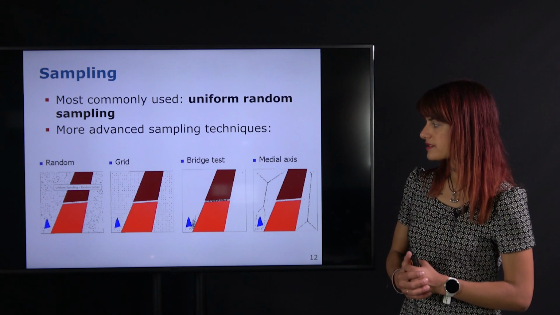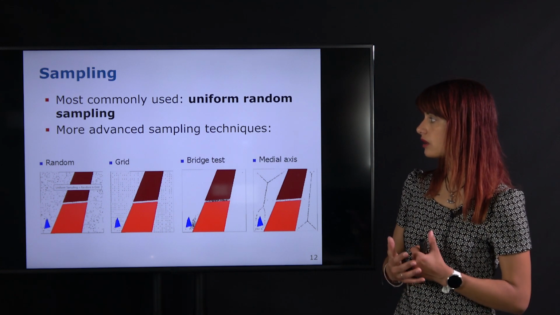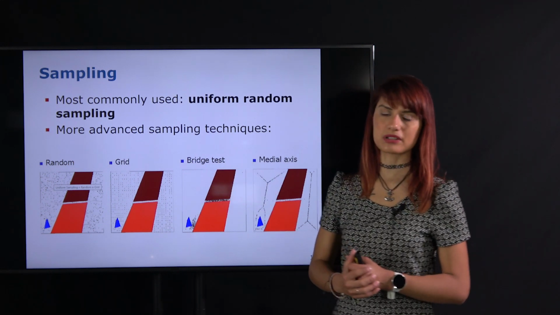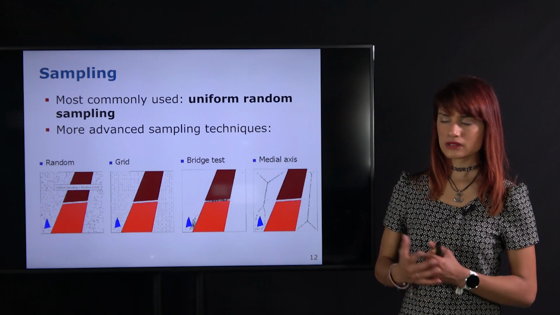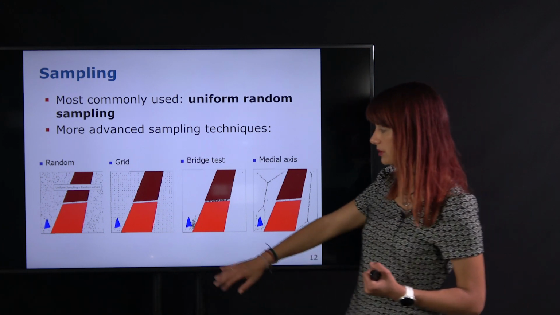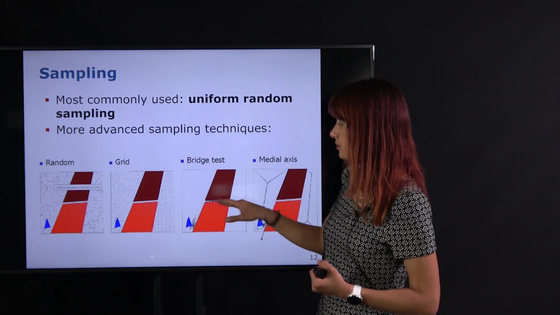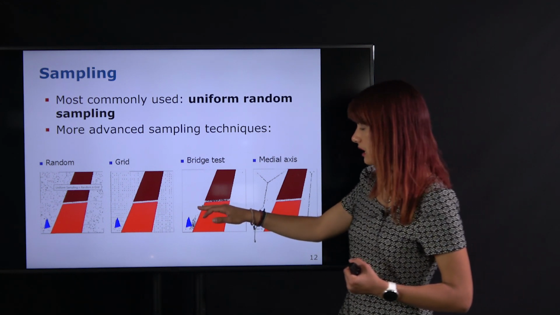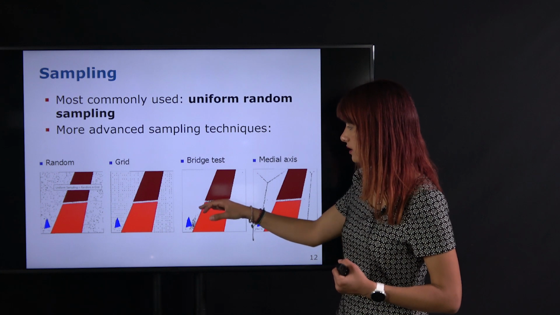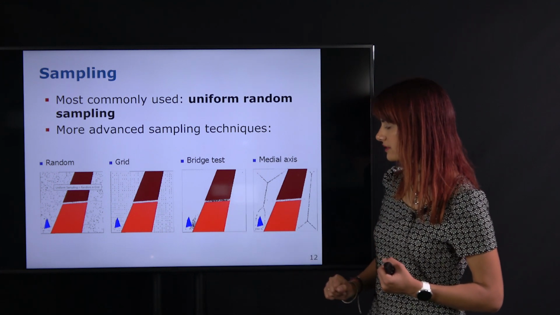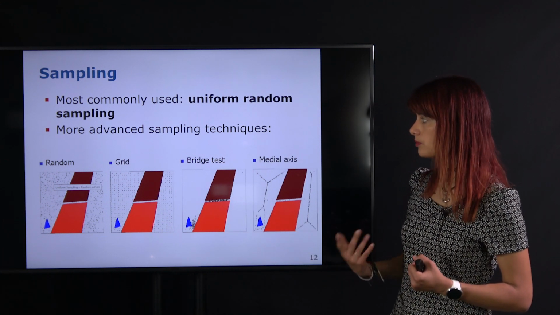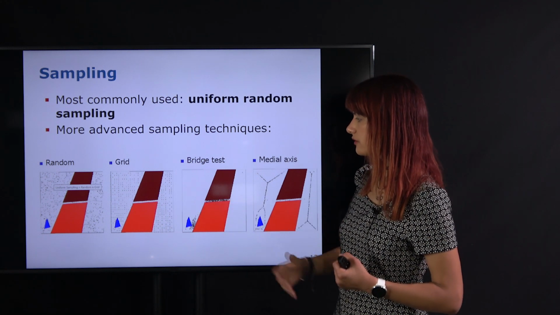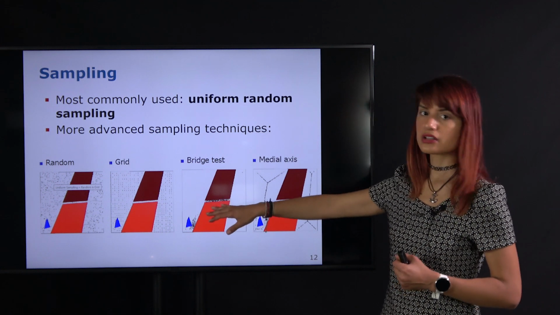In some problems, it might also be useful to use a so-called bridge test sampling strategy. And here we bias the sampling of new nodes in the region between obstacles. So for example, here we have a very narrow passageway between the two red obstacles, and using a bridge test approach, we obtain more samples that we check for connectivity in the area between them.